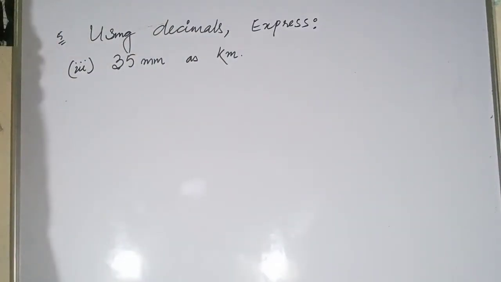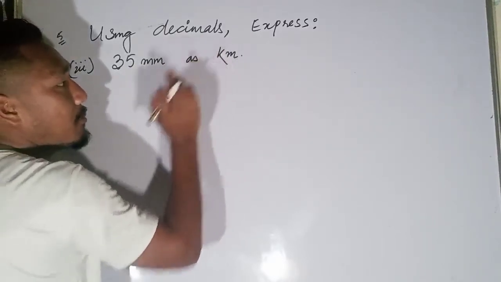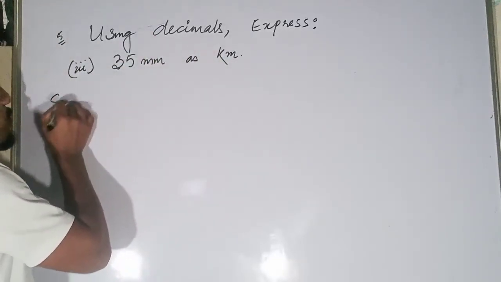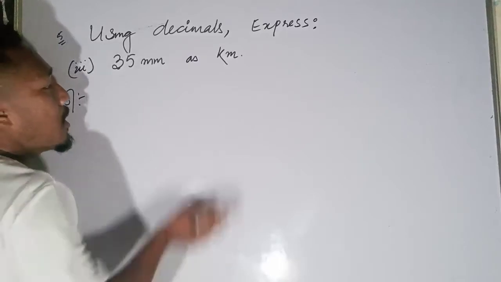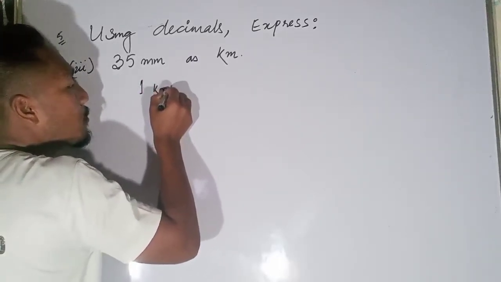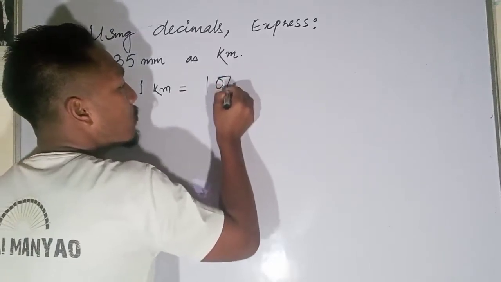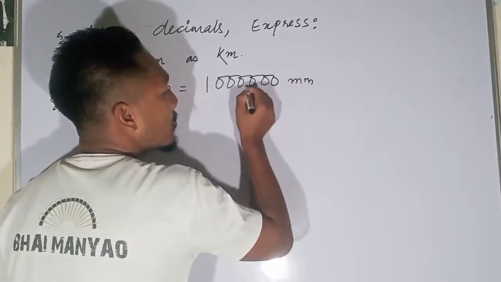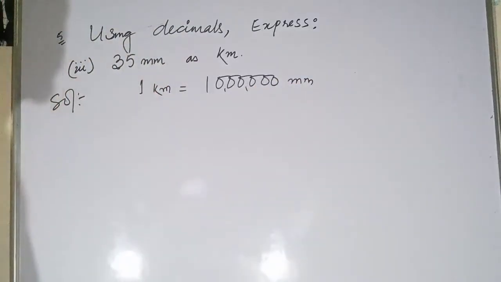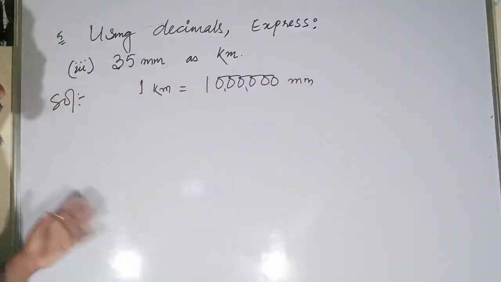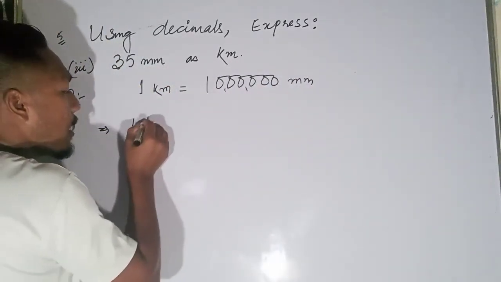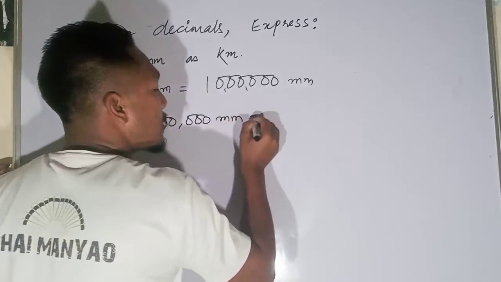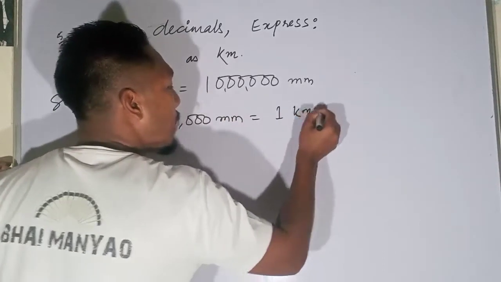So here we have to convert 535 millimeters into kilometers. We have to express 535 millimeters as kilometers. So, solution. First of all, we'll try to learn the unit. 1 kilometer. To make 1 kilometer, how many millimeters do I have to take? 1000000 millimeters. That means 10 lakh millimeters is equal to 1 kilometer. So we can also write this as 10 lakh millimeters is equal to 1 kilometer. That means 1 millimeter will be how much?